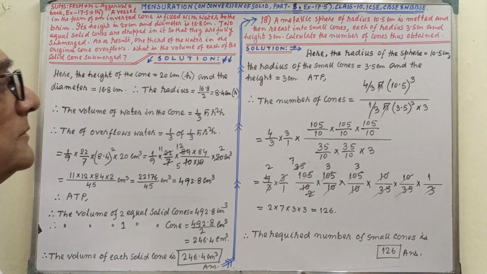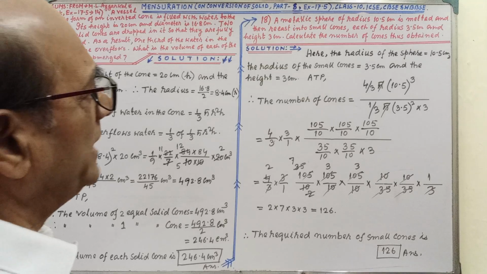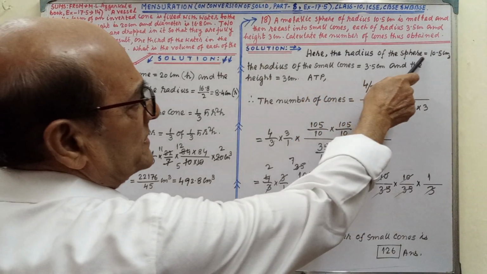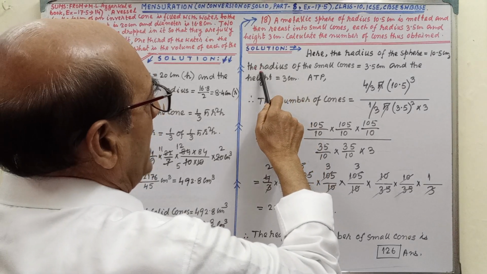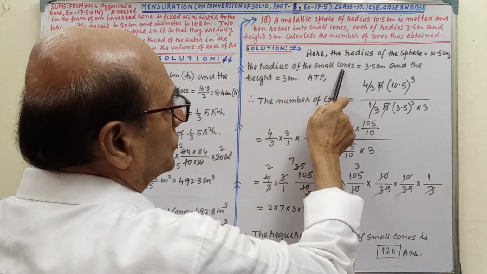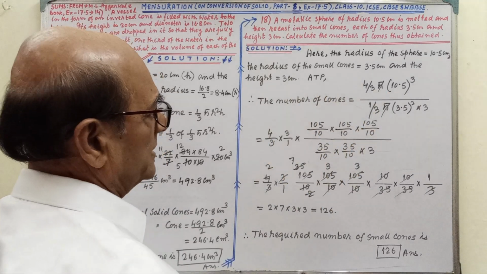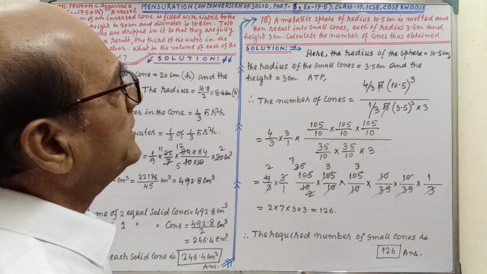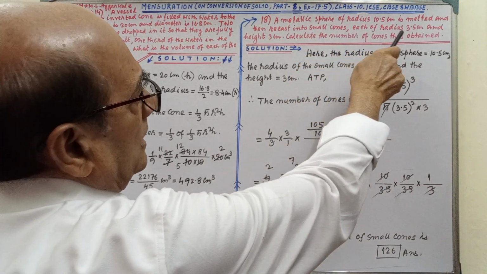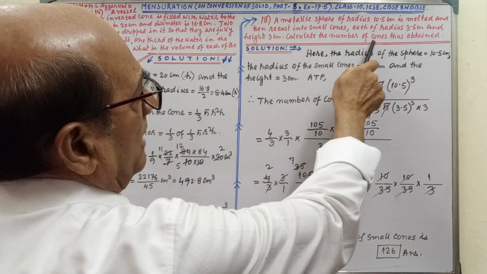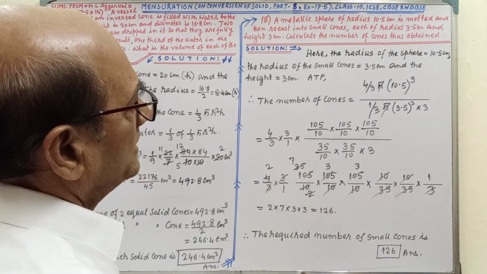Next sum, sum number 18. Same thing, what is given, we have to write first. Here the radius of the sphere is 10.5 centimeter, and the radius of the small cones is 3.5 centimeter, and the height is 3 centimeter. What is required? The number of cones. Calculate the number of cones thus obtained.